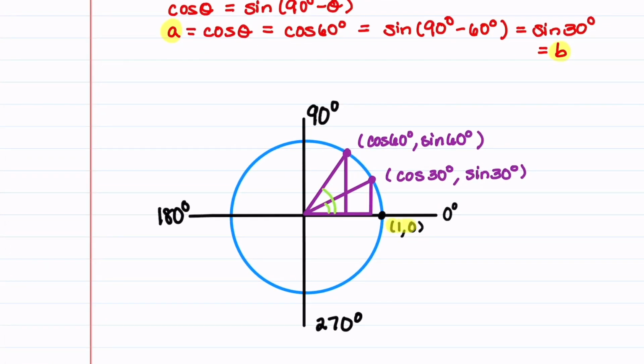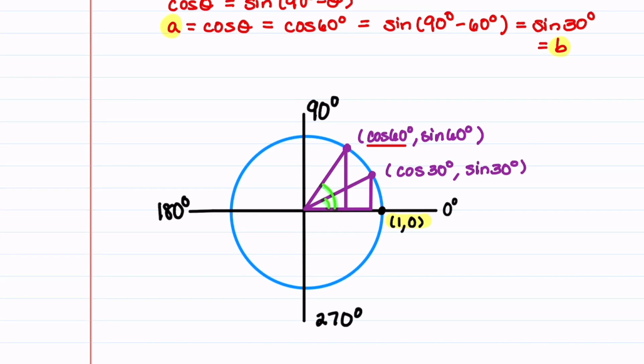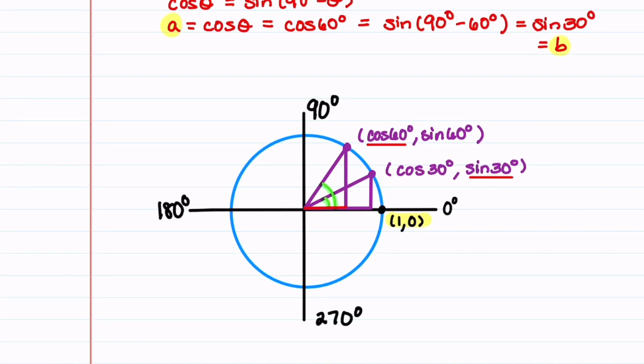Let's take a look at this unit circle so that we can see graphically how cosine and sine of these complementary angles are equal to each other. Our complementary angles are 30 degrees and 60 degrees. And we can see that cosine of 60 degrees, which is this distance, is equal to sine of 30 degrees, which is this distance.